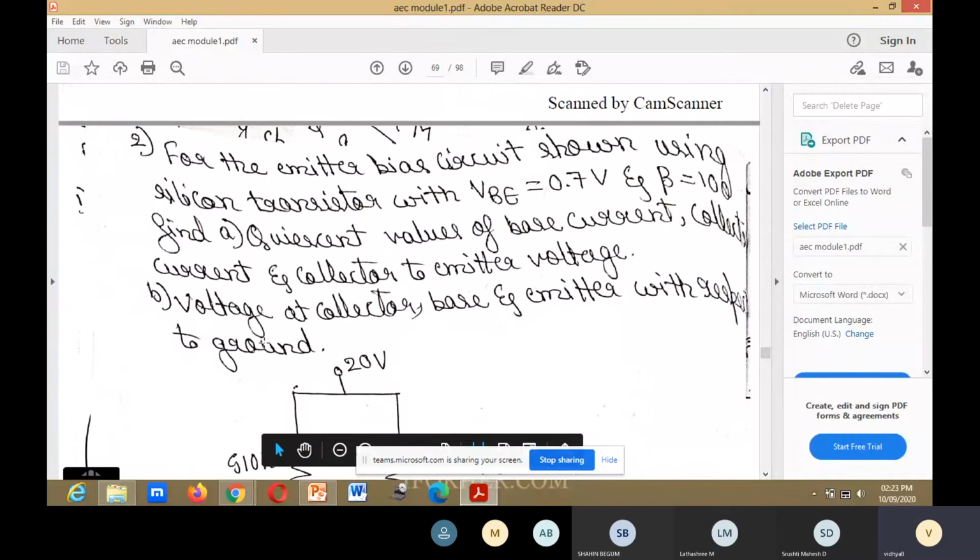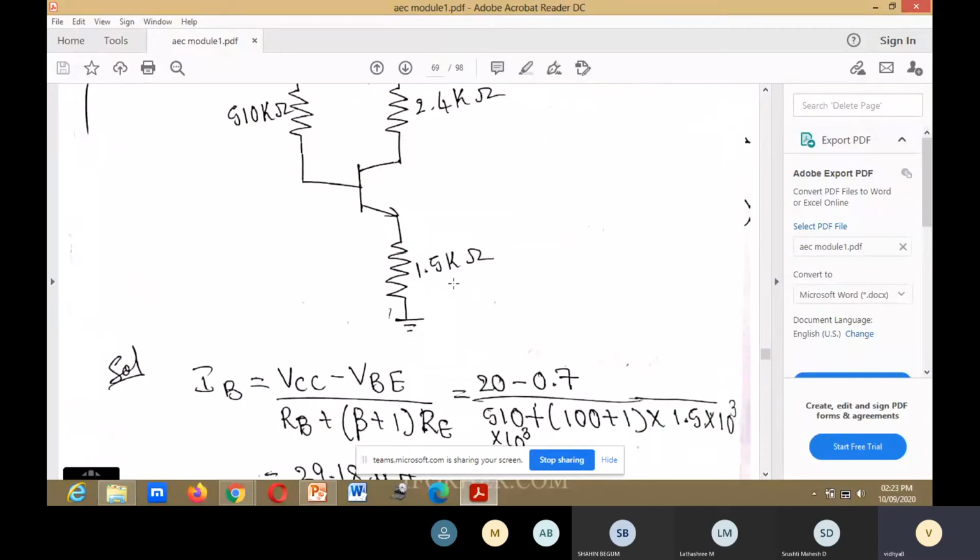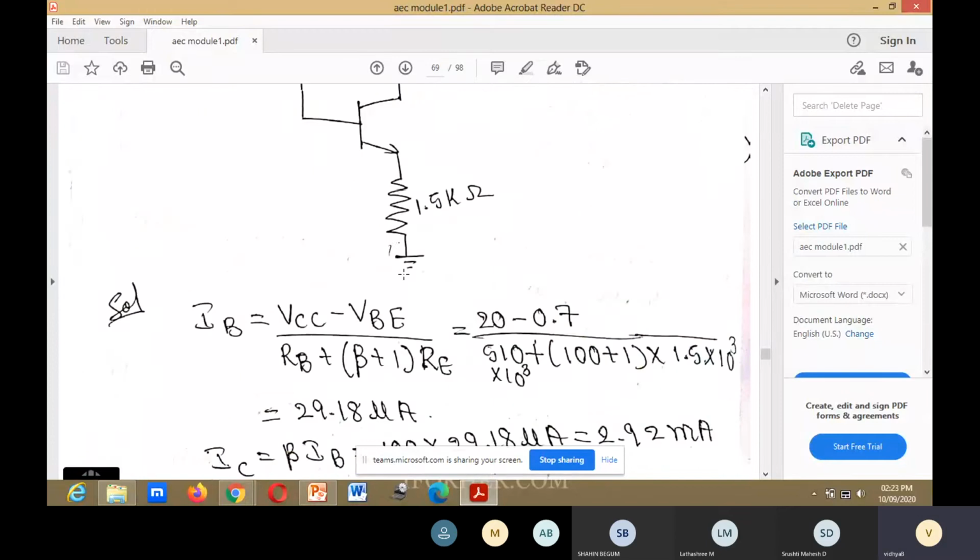9.05. Next problem, for the emitter bias circuit shown using silicon transistor. If silicon transistor, then only VBE is equal to 0.7. Okay, and beta is equal to 100. Find quiescent values of base current, collector current, and collector to emitter voltage. They have asked for IBQ, ICQ, and collector to emitter voltage, VCEQ. Next, voltage at collector, that is VC, VB, VE with respect to ground. Okay. This is the diagram they have given.